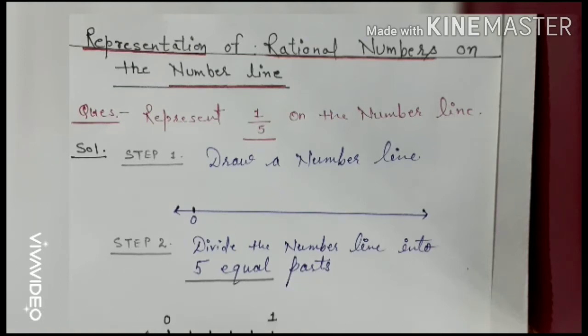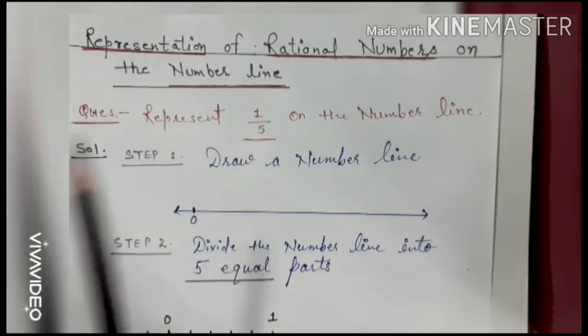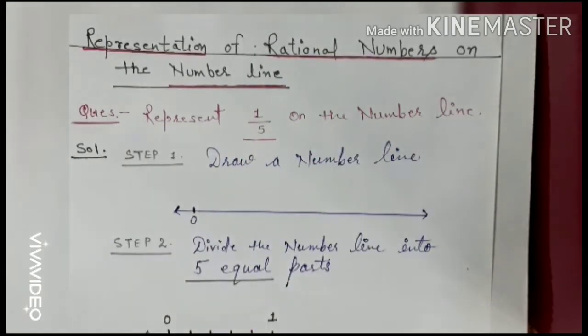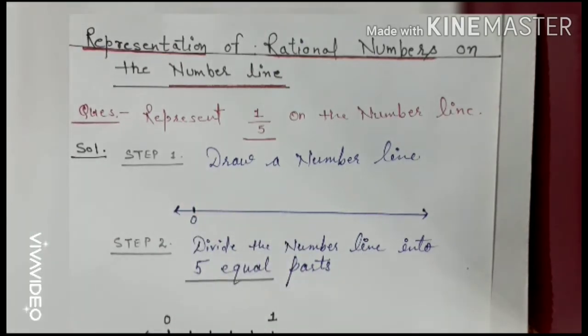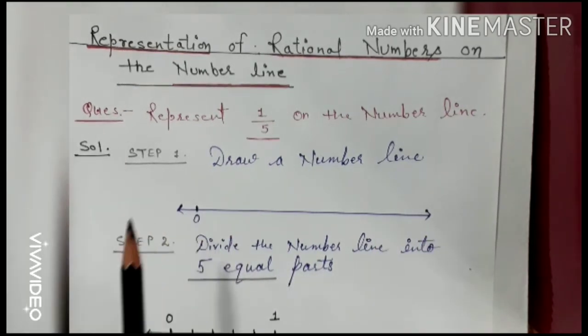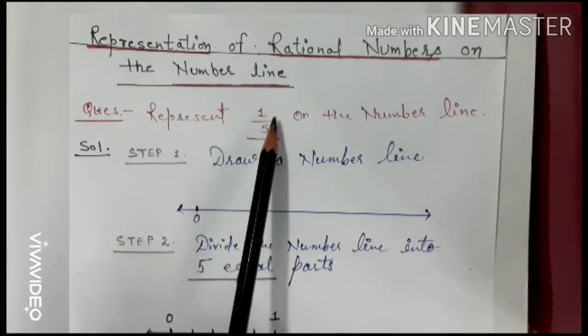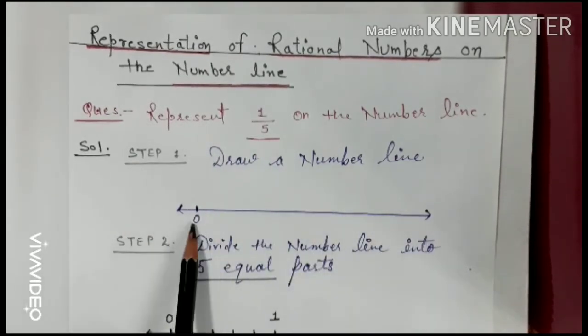The rational number is 1 upon 5. We have to represent this on the number line. We are doing this question step by step, which will make the question easy. First step: draw a number line. We draw a number line here and mark 0, because 1 upon 5 is a positive number, so we will represent it on the right hand side of 0.